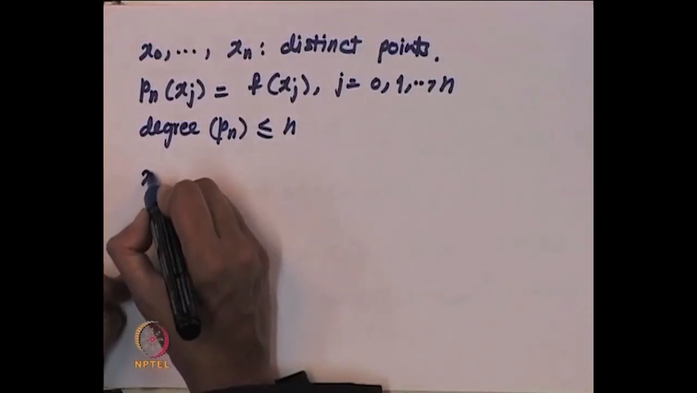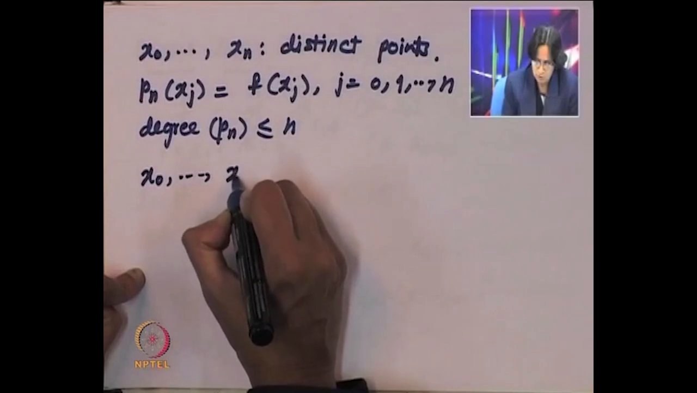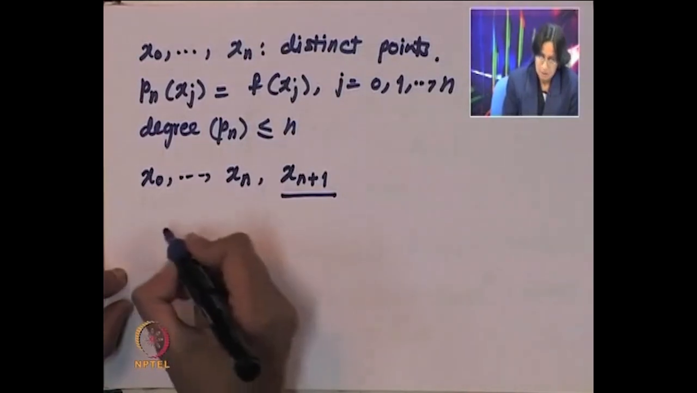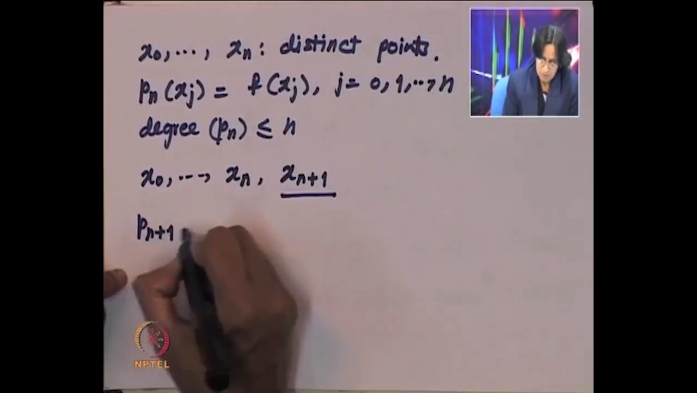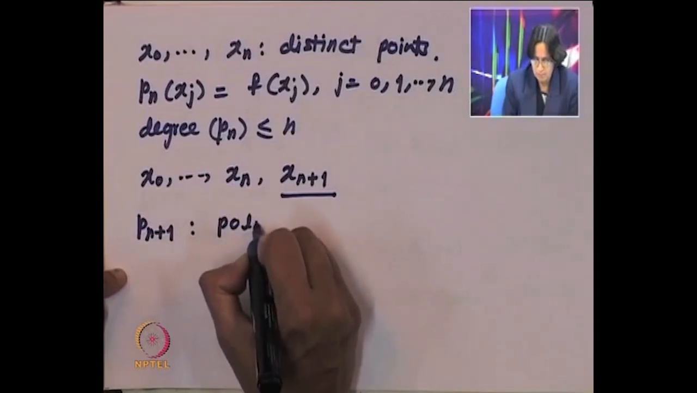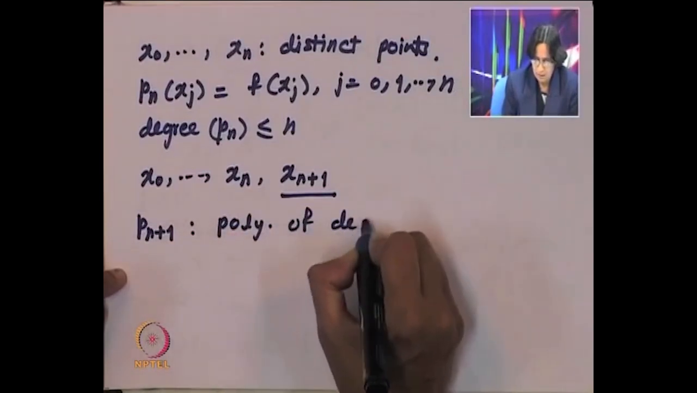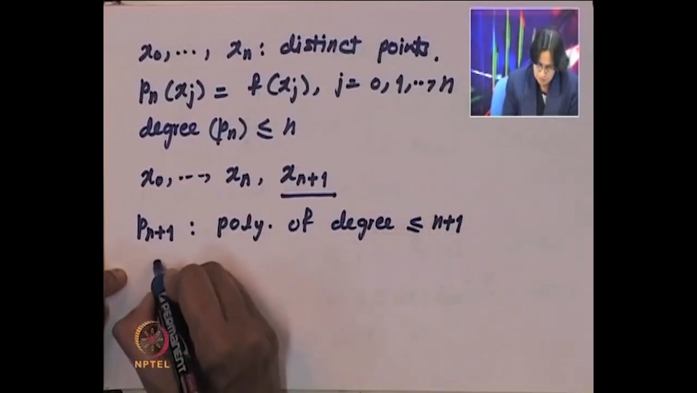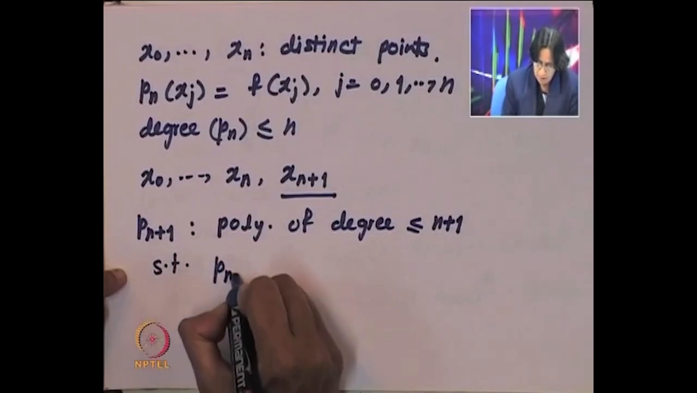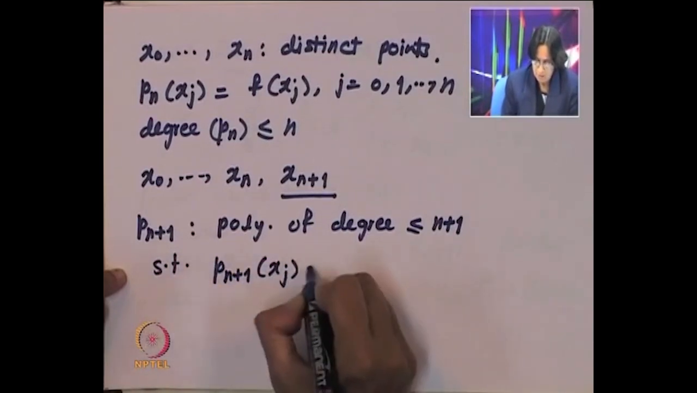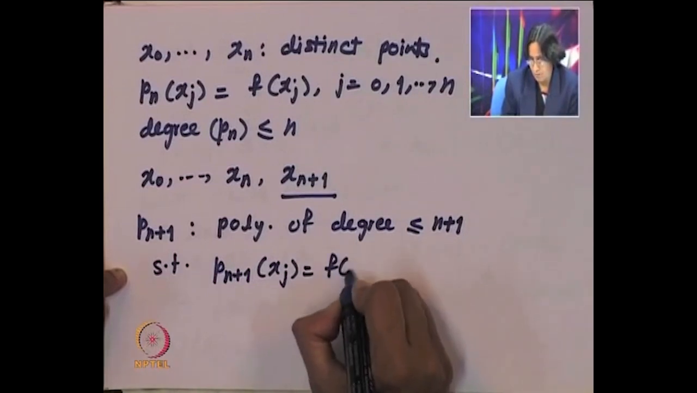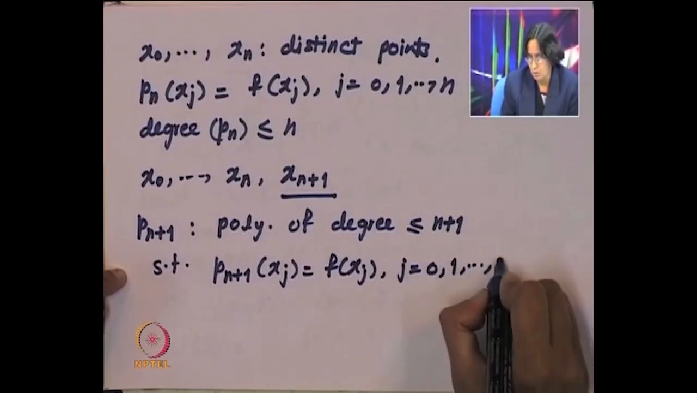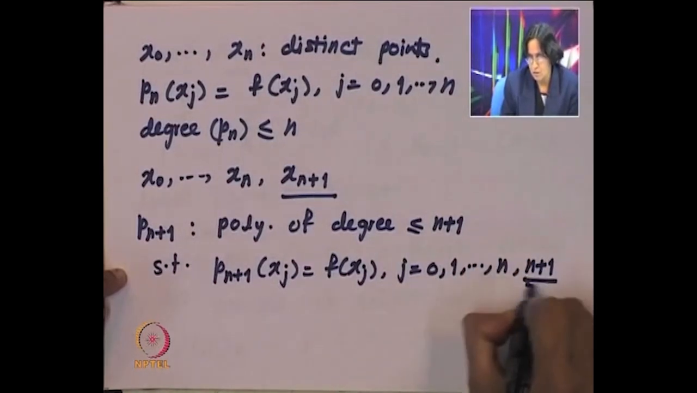Now, we add one more point. So, you have got x 0, x 1, x n and then x n plus 1. P n plus 1, we want a polynomial of degree less than or equal to n plus 1, such that p n plus 1 of x j is equal to f of x j for j equal to 0, 1 up to n and then the additional point n plus 1.